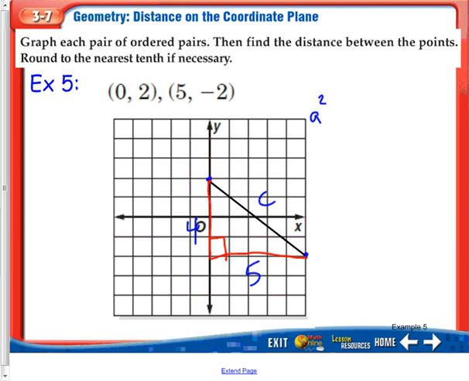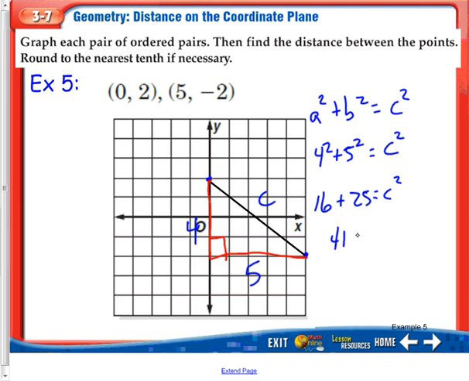So a squared plus b squared equals c squared. And I know I'm going to have 4 squared plus 5 squared equals c squared. So 16 plus 25 equals c squared. And that ends up being 41 equal to c squared. So now we need to take the square root of both sides.